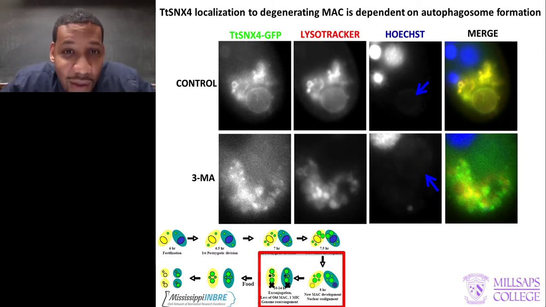So again, you can see on the top, perfect co-localization between SNX4, LysoTracker, and the nucleus stain in the back of the cell. And on the 3-MA treated cells, you see a complete loss of localization to that nucleus, suggesting that Tetrahymena SNX4 is labeling that old macronucleus in an autophagosome dependent manner.